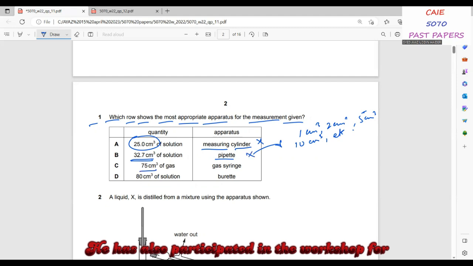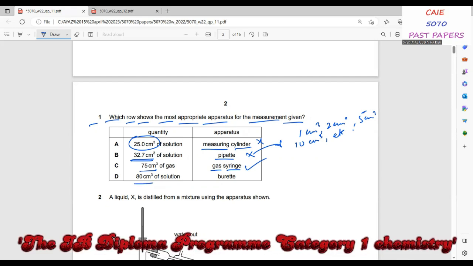75 cm³ of gas using a gas syringe. This looks correct. The last one, 80 cm³ of solution using a burette. Can't measure 80 cm³ of solution with a burette. So C is the right answer for this question.